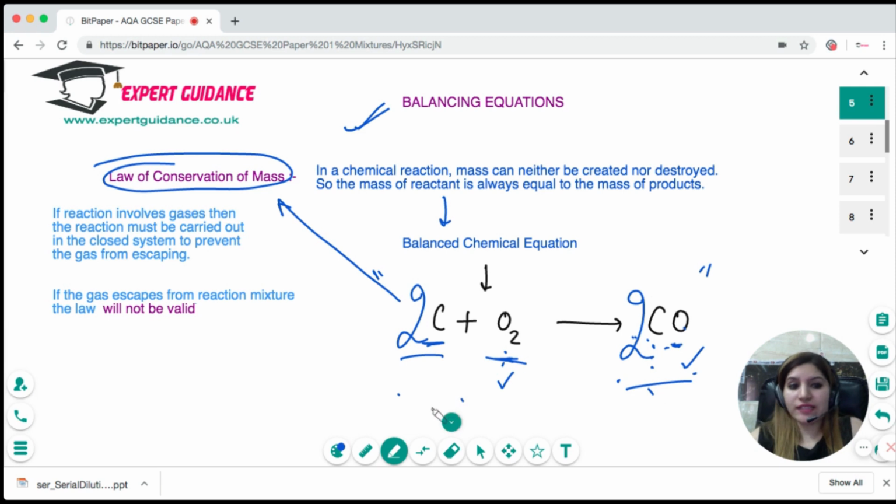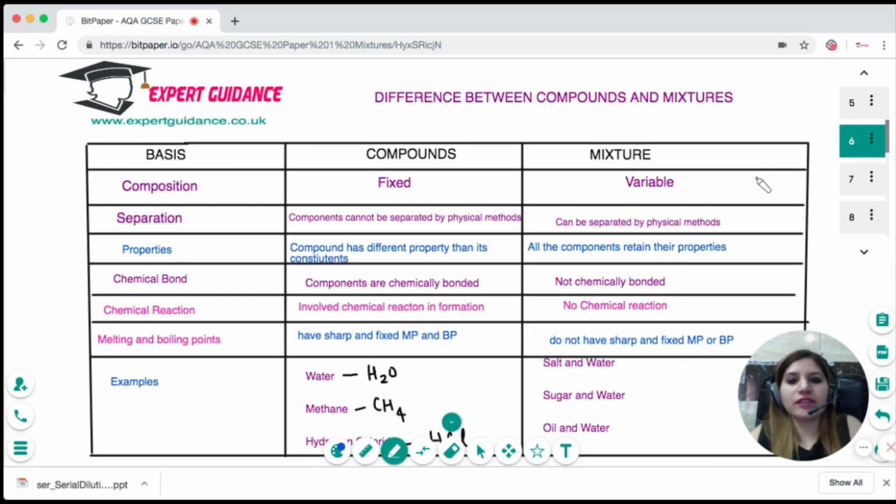Now always remember, this law of conservation of mass is only valid if the reaction is carried out in a closed system, because if anything escapes from the reaction mixture, then the product mass will not balance with the reactant mass, and this law seems to get broken. Okay, so you need to remember the law of conservation of mass means an equal number of atoms in reactants and products, and you write the balanced chemical equation showing the equal number of atoms on both sides.